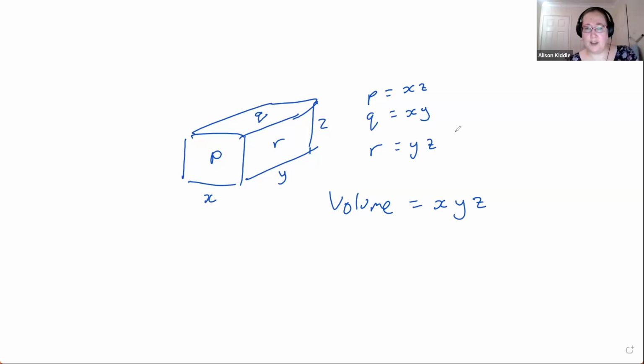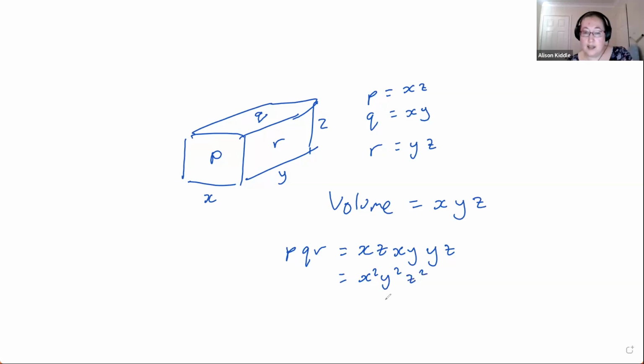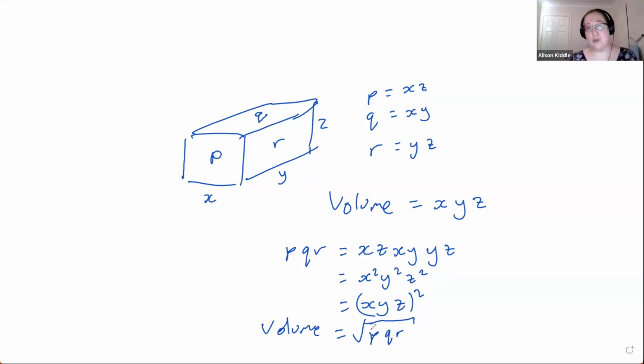And they said straight away, well, why don't you just multiply together P, Q, and R? And I said, well, how's that going to help? And then I did it. So if you work out P times Q times R, then you get X Z times X Y times Y Z, which is X squared, Y squared, Z squared, which is X Y Z, all squared. So that means that the volume is just the square root of P Q R, which is just such a lovely result. And when I figured out that that's what it was, I just thought that was lovely.